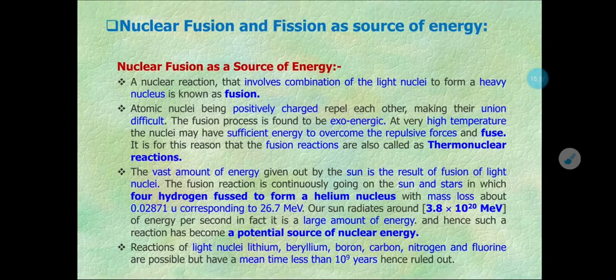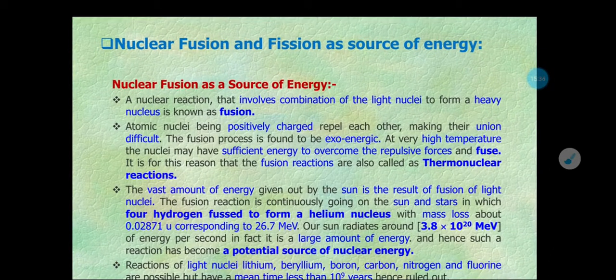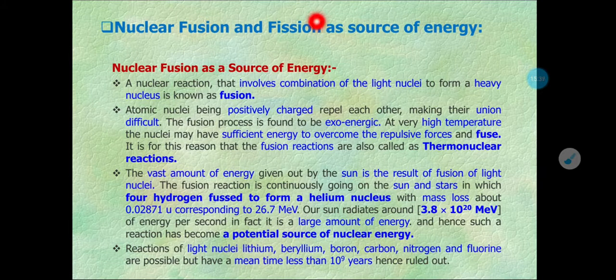So next is nuclear fusion and nuclear fission as a source of energy. There are two types of reaction. First is nuclear fusion and second is nuclear fission. That means one single nucleus breaking into two lighter nuclei is called fission, and fusion means two light nuclei combine to form a third bigger nucleus.